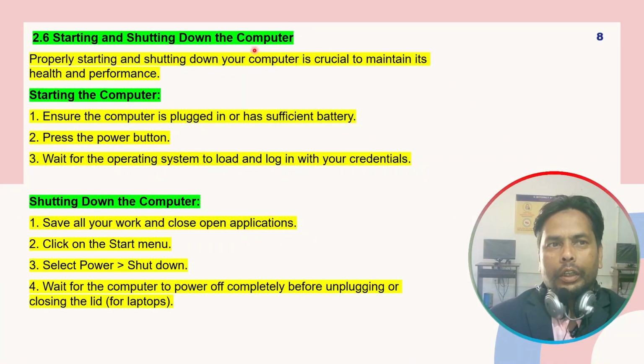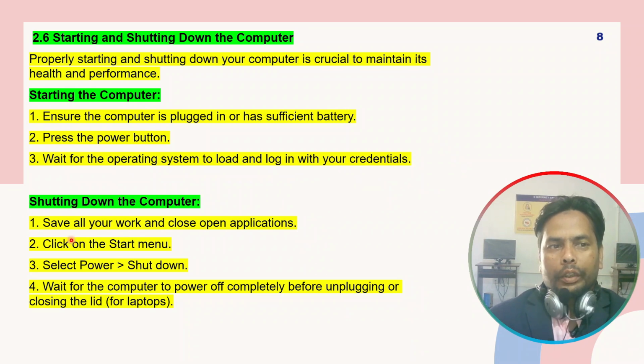Starting and shutting down the computer. Properly starting and shutting down your computer is crucial to maintain its health and performance. Starting the computer. Ensure the computer is plugged in or has sufficient battery. Press the power button. Wait for the operating system to load and log in with your credentials.